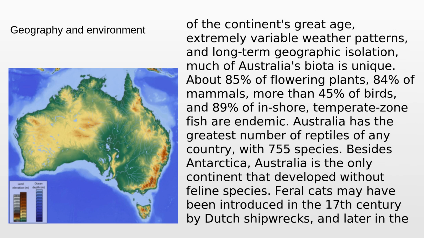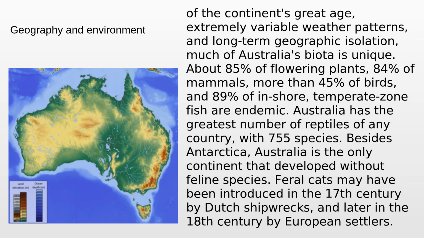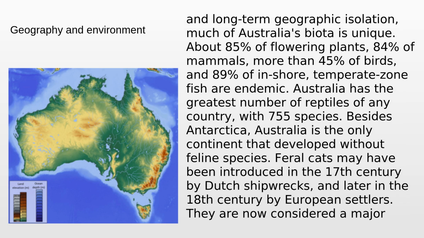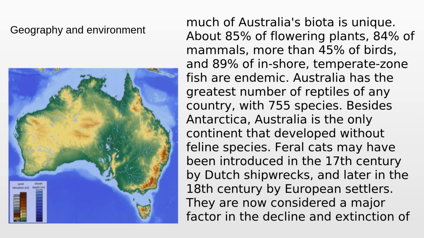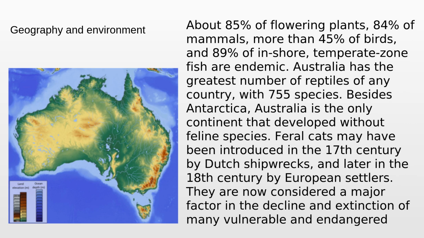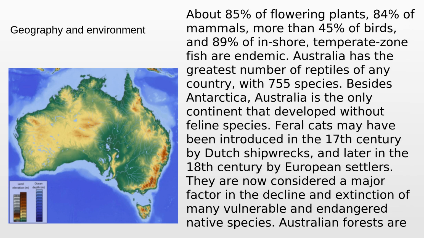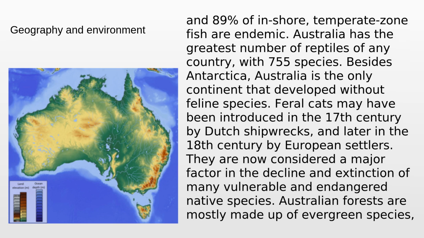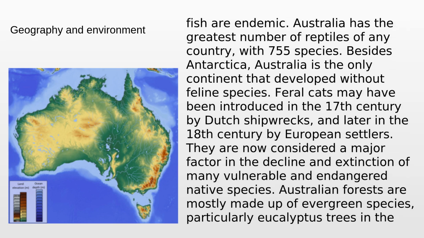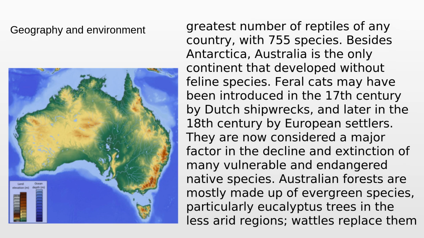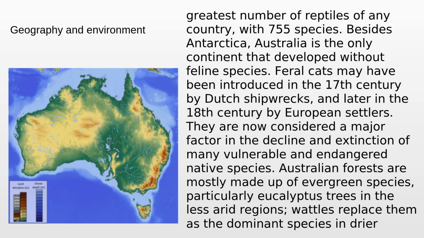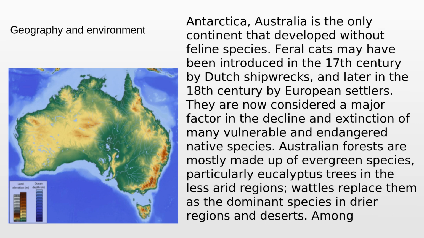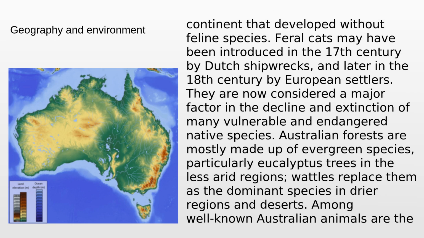Because of the continent's great age, extremely variable weather patterns, and long-term geographic isolation, much of Australia's biota is unique. About 85% of flowering plants, 84% of mammals, more than 45% of birds, and 89% of inshore, temperate zone fish are endemic. Australia has the greatest number of reptiles of any country, with 755 species.